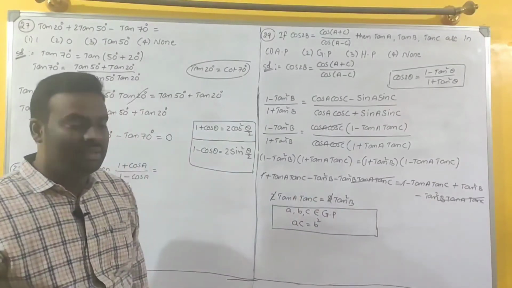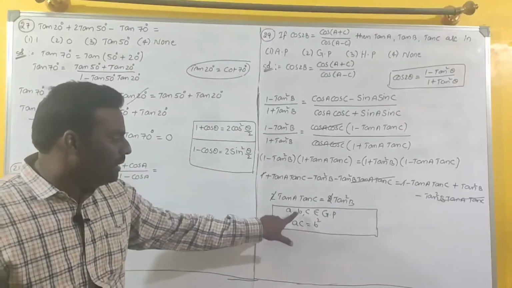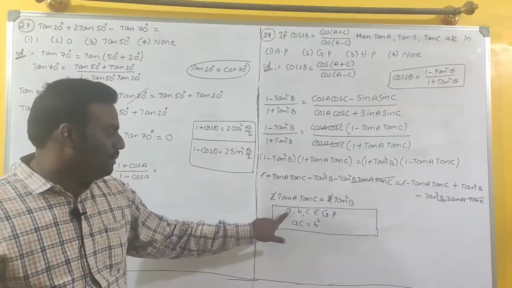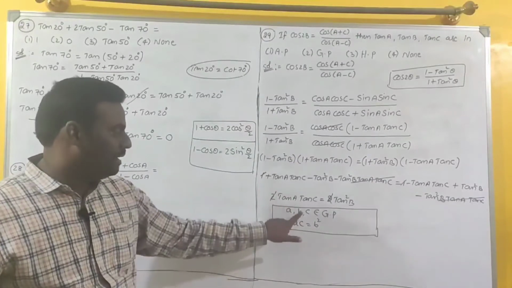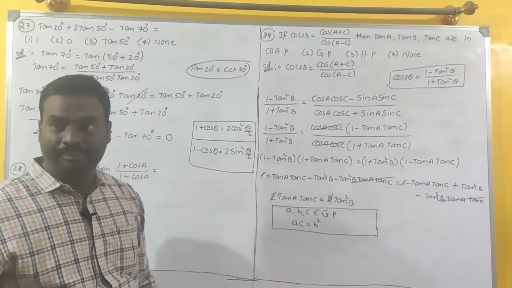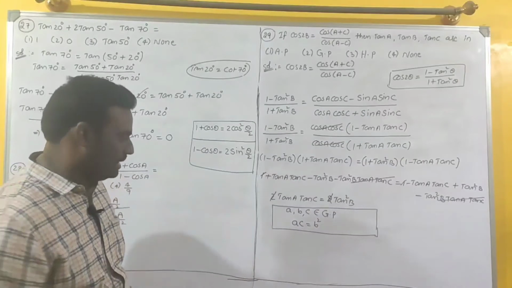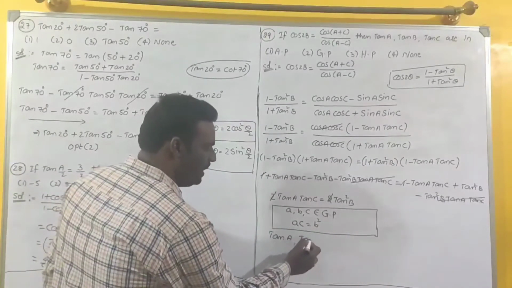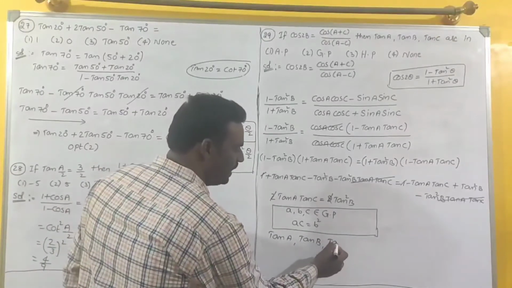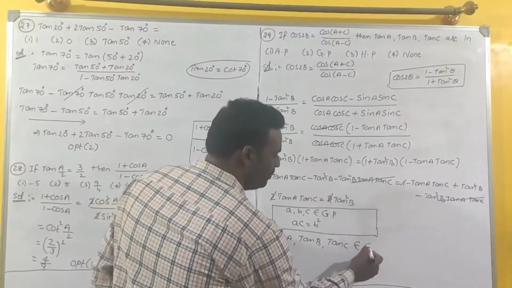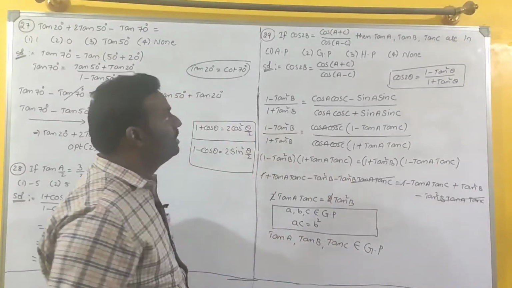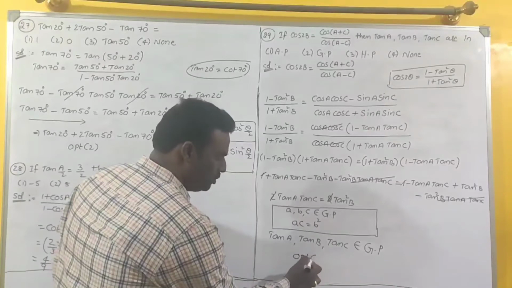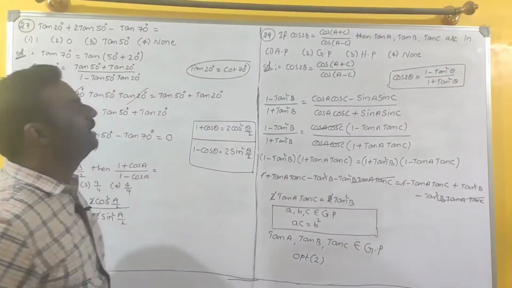Both are the same. Here what we wrote? A, B, C belong to GP. A means tan A, B means tan B, C means tan C. That's why we can write tan A, tan B, tan C belong to geometric progression. Geometric progression means which option is correct? Option 2 is the correct answer.